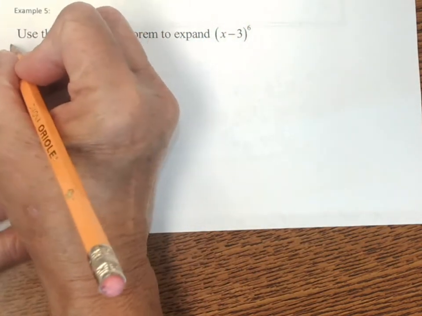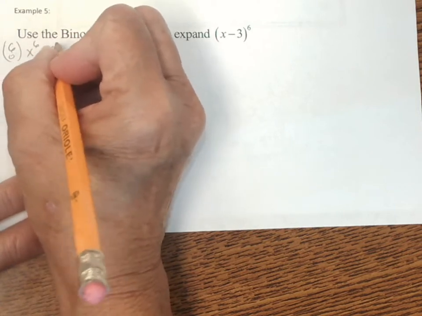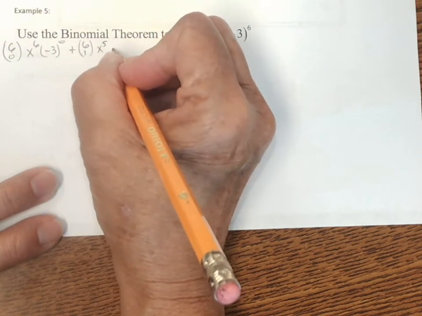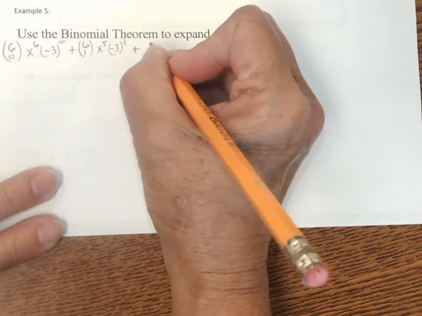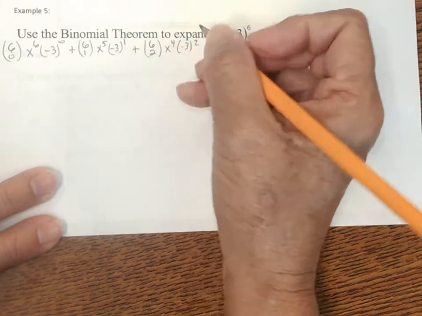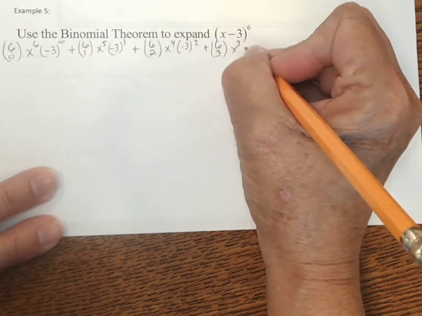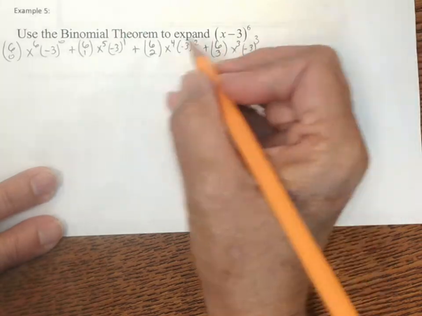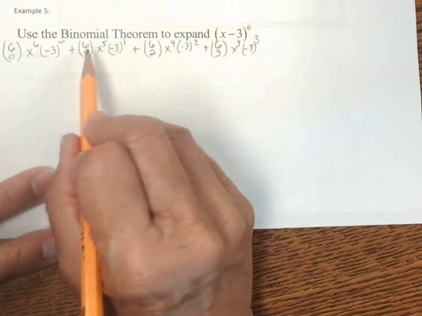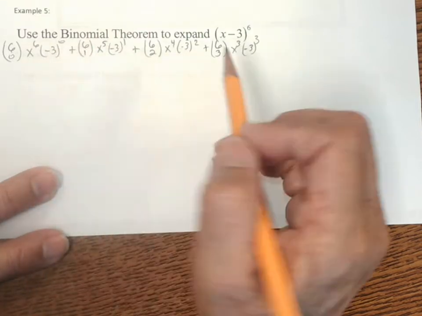So here we go. We're going to start off with 6 taking 0 of x to the 6th, negative 3 to the 0, plus 6 taking 1 of x to the 5th times negative 3 to the 1st, plus 6 taking 2 of x to the 4th, negative 3 squared, plus 6 taking 3 of x to the 3rd, negative 3 to the 3rd. And again, remember, the exponents for the x term get smaller and smaller each time by 1. The exponents for the constant, or the a value, go up by 1 every time.